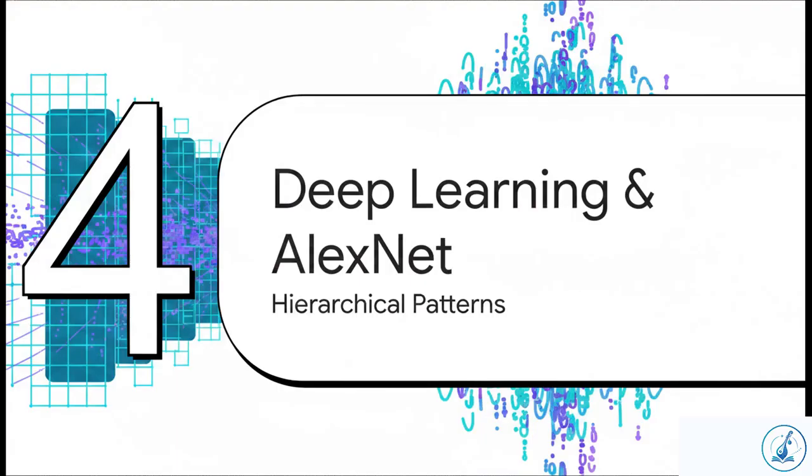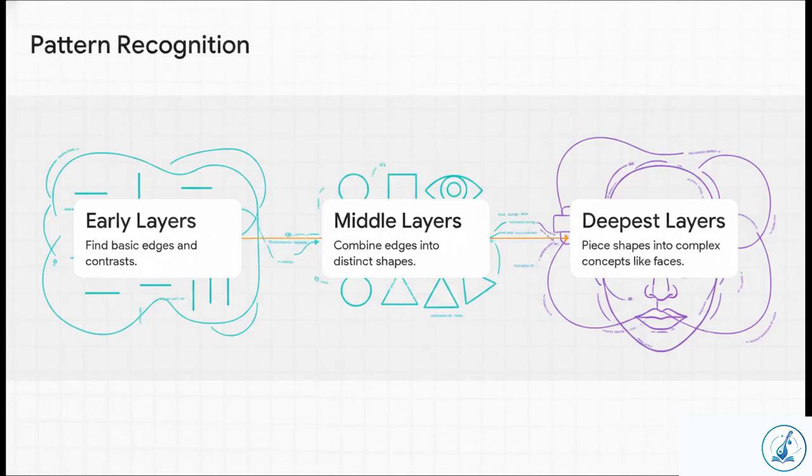Section 4, Deep Learning and AlexNet, Hierarchical Patterns. To conquer that complex visual data, we needed multi-layer neural networks, which brought us to the breakthrough of deep learning. These multi-layer neural networks acted kind of like a giant puzzle, progressively building hierarchical understanding from raw pixels all the way up to highly complex concepts. The network discovers visual patterns entirely on its own by adjusting millions of internal numbers across these interconnected layers.